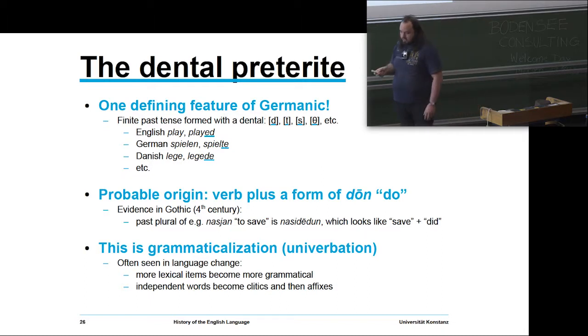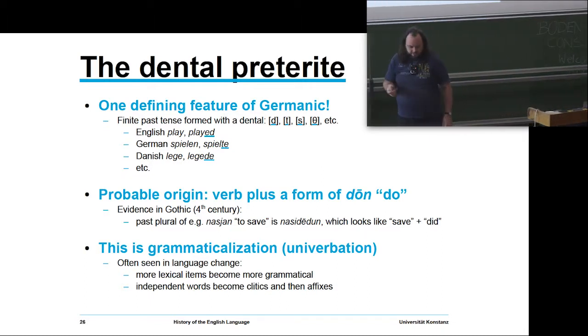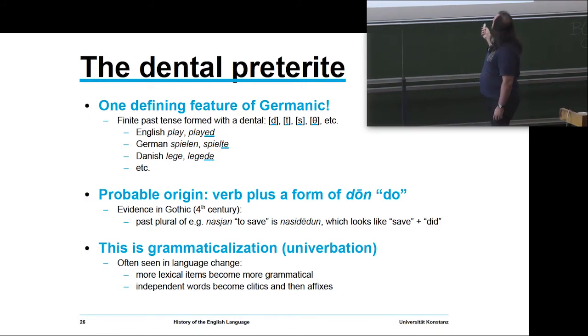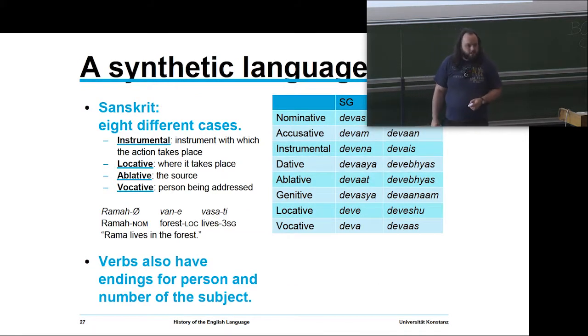But if we assume that this dental preterite comes from a form of the verb to do, so this form originally meant something like save plus did, and then the English form played would come from play did, and that somehow got mashed together and compressed and just turned into played. That's a plausible origin story for this dental preterite, which sets Germanic apart from all of the other Indo-European languages. Are there any questions at this point?